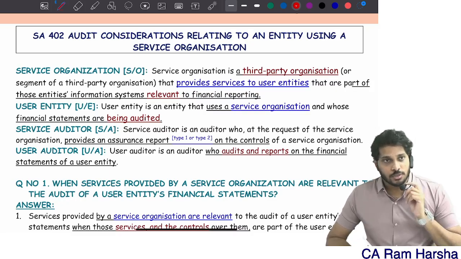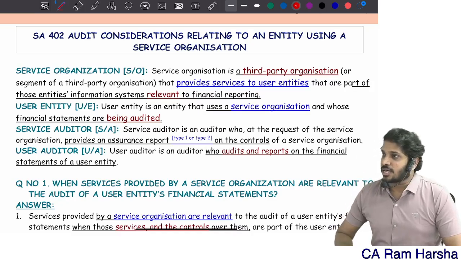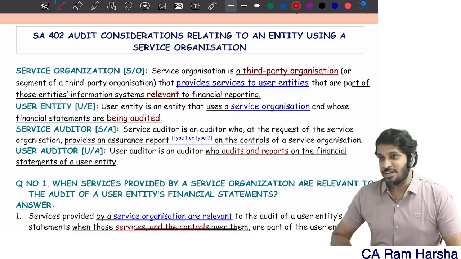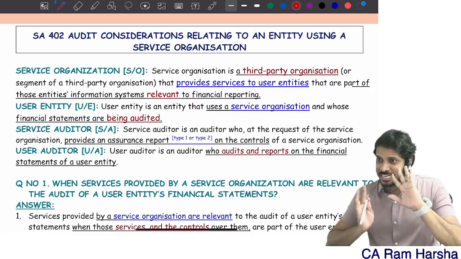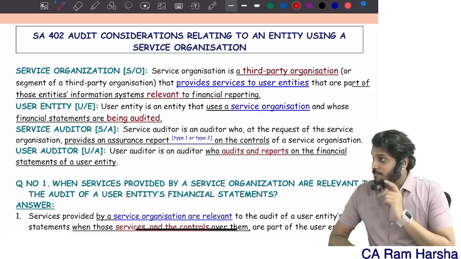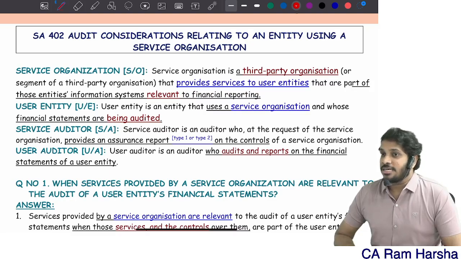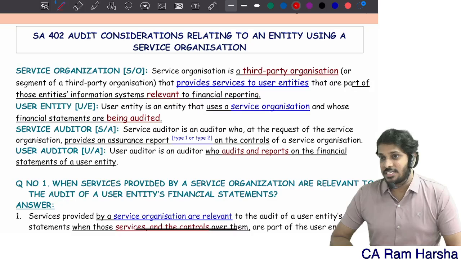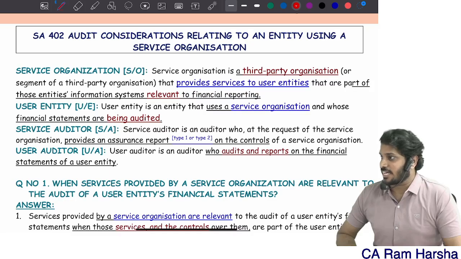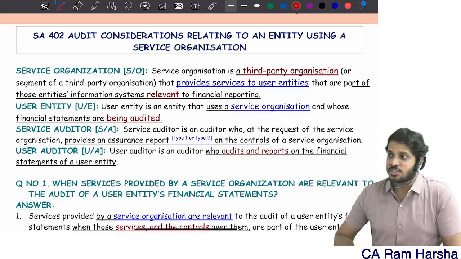So 402: Auditor's consideration relating to services provided by service organization. This is one standard which many don't understand because they don't understand the context of discussion. 402 talks about assurance report on controls at service organization. What exactly does this 402 deal with?